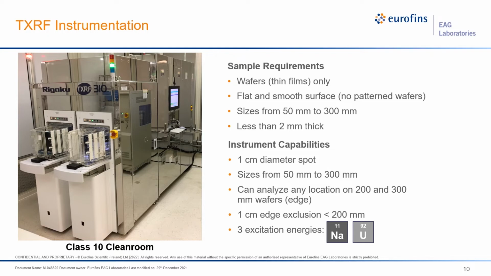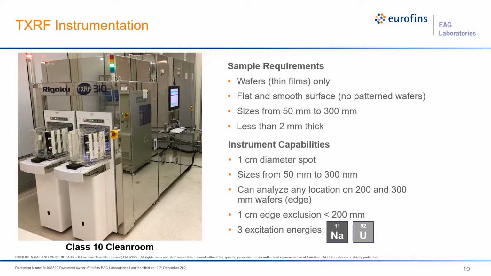So the sample requirements for TXRF and for our instrument: this is a wafer-only technique, and you can have thin films on them. The wafers have to be both flat and smooth. You need to be able to see your reflection in them. But unfortunately, we can't look at patterned wafers because of all the edges that are present. We get a lot of diffuse scattering, and we end up having X-rays penetrating microns deep into samples because of that. And then we have just the signal overloading the detector. So unfortunately, we can't look at patterned wafers.